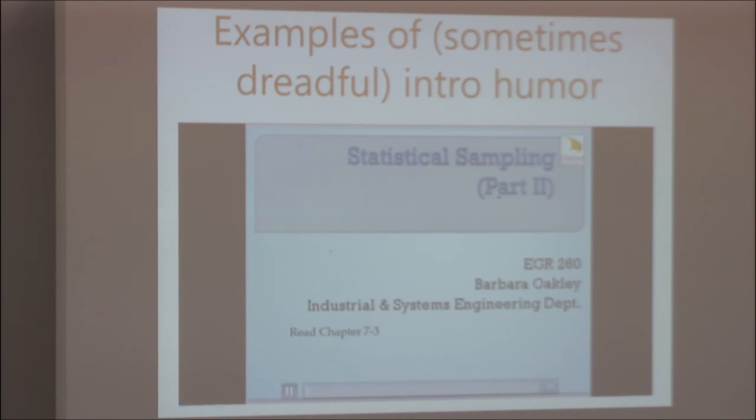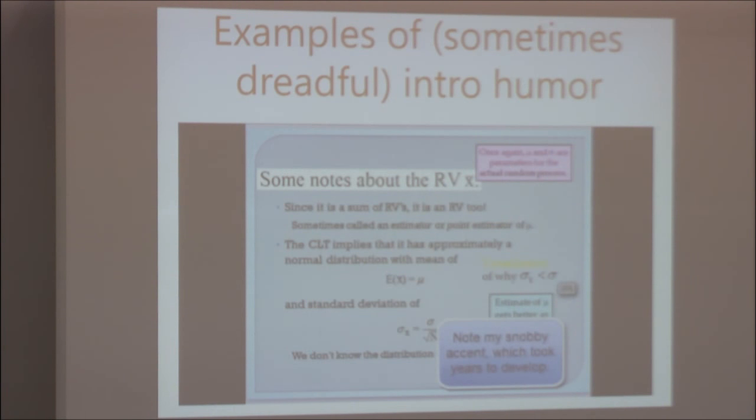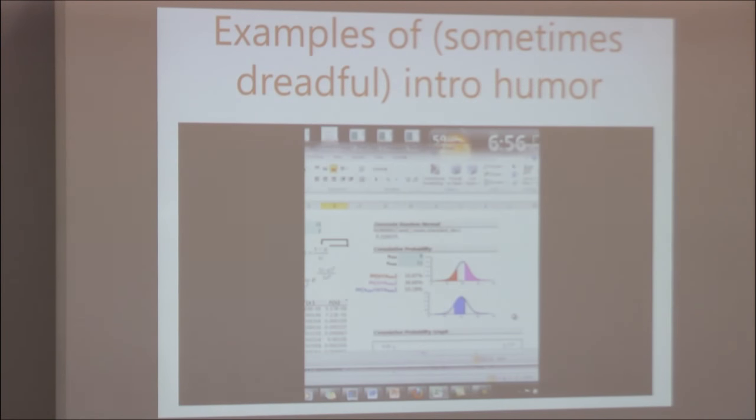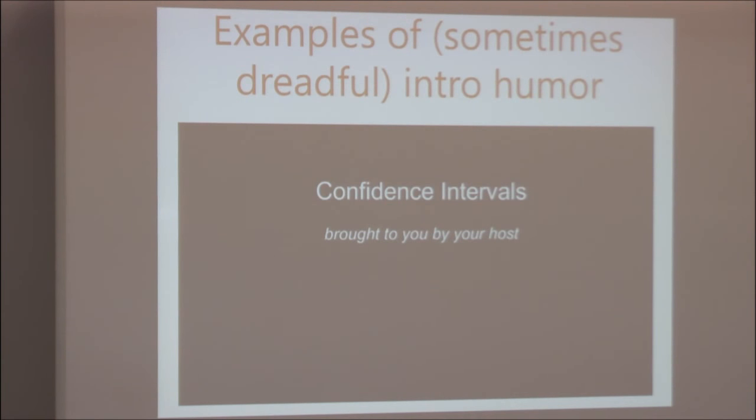Here we are back for statistical sampling, part G. This is where we left off last time. Remember that snobby we accent. This is actually the coolest Excel spreadsheet of the entire universe. So notice what I was doing there: I was just being really excited.